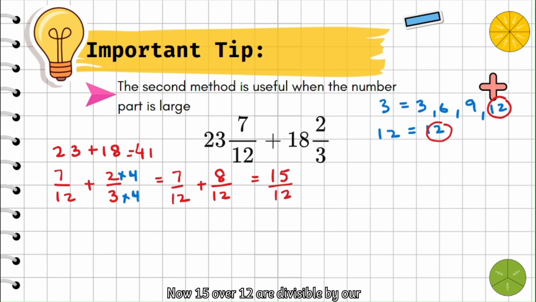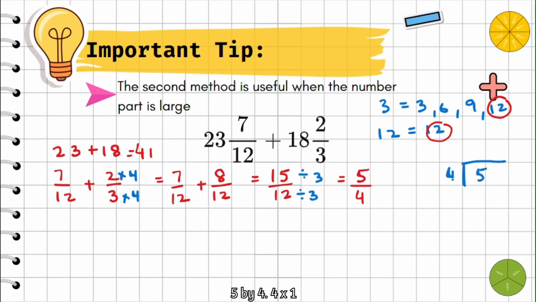Now 15 over 12 are divisible by our common number, which is 3. So we divide both by 3. So divide 15 by 3 and divide 12 by 3. Now 15 divided by 3 is equal to 5, and 12 divided by 3 is equal to 4. Now we have to change this improper fraction into a mixed number. So we divide 5 by 4. 4 times 1 is 4, and that leaves us with 1. So 5 over 4 would be equal to 1 whole 1 over 4.